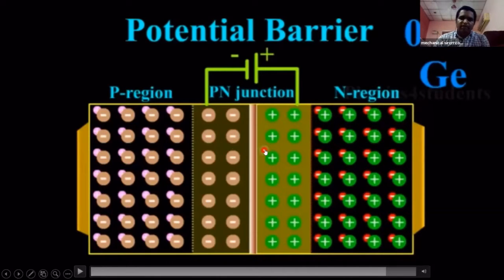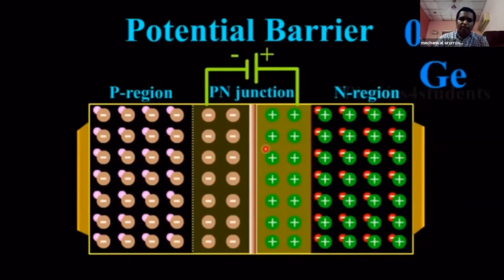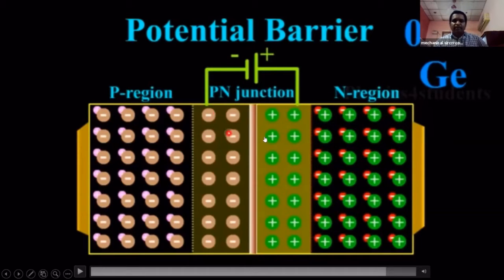The potential barrier at the junction is 0.7 volts for silicon type semiconductors. For germanium type semiconductors, the potential barrier existing at the junction is nearly 0.3 volts. Now if you supply voltage across this PN junction, if the voltage is more than the threshold voltage, 0.7 volts for silicon semiconductors and 0.3 volts for germanium semiconductors.